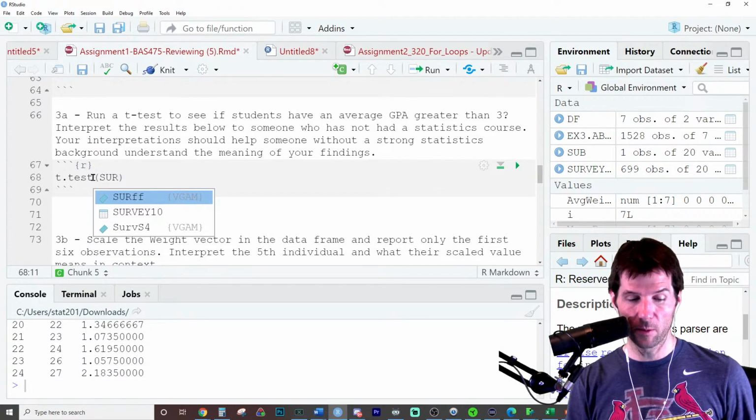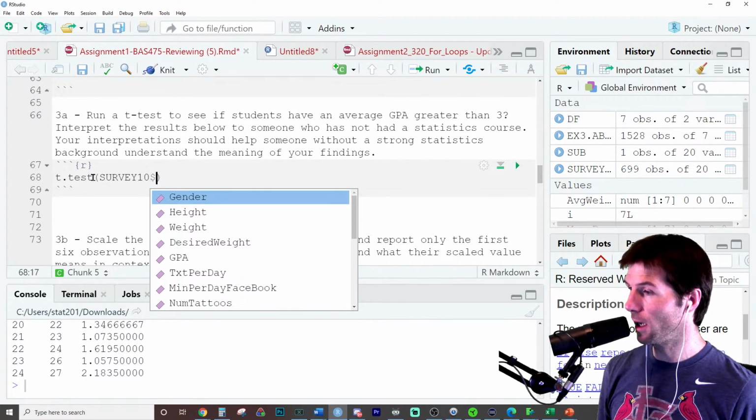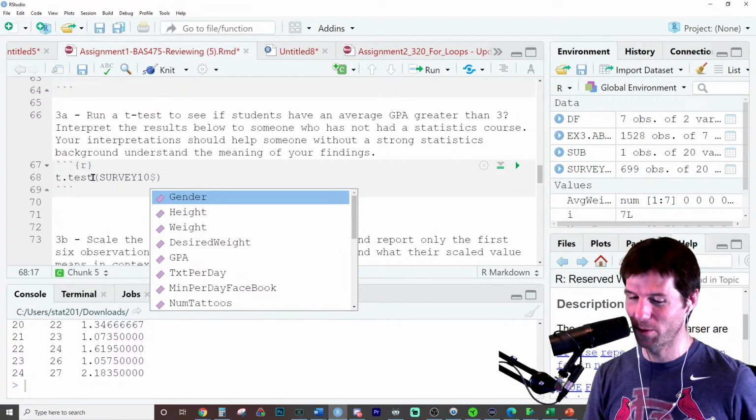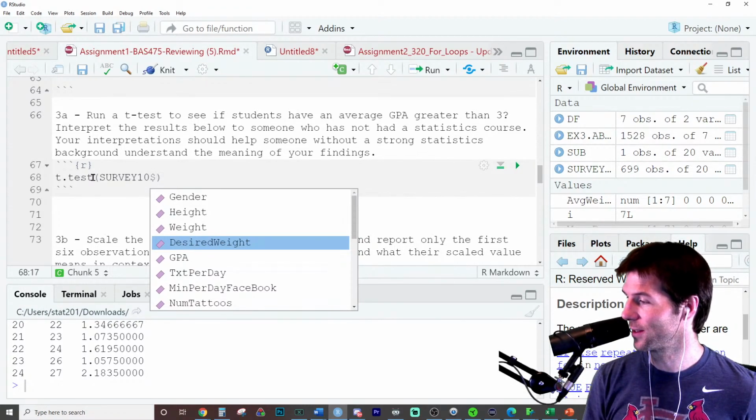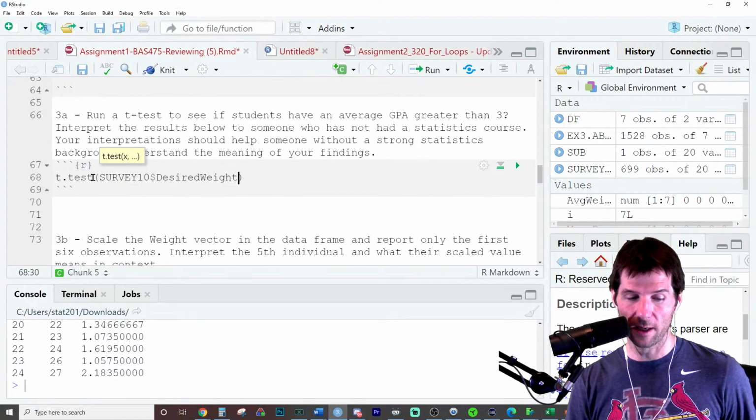We can take any sort of variable we want, and we can test a value. This is a lot of basic stats, like the tools we learn in intro stats courses. So in Stat 1, you'll be learning this. And we could check somebody's desired weight.